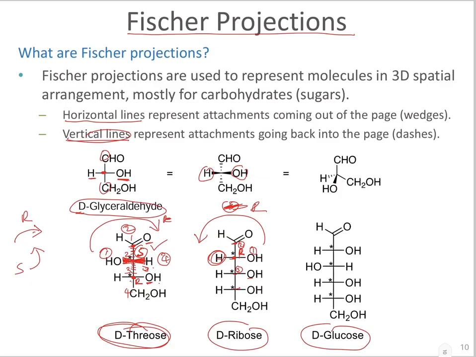Another way by which you can determine that, anytime you have an aldose, that is sugars that contain aldehydes, then if the OH is on the right, it's going to be an R configuration, R, R. This is going to be an R configuration, this is going to be an S, this is going to be an R, this is going to be an R. Okay? The best way is to practice and make sure you're able to get it right.